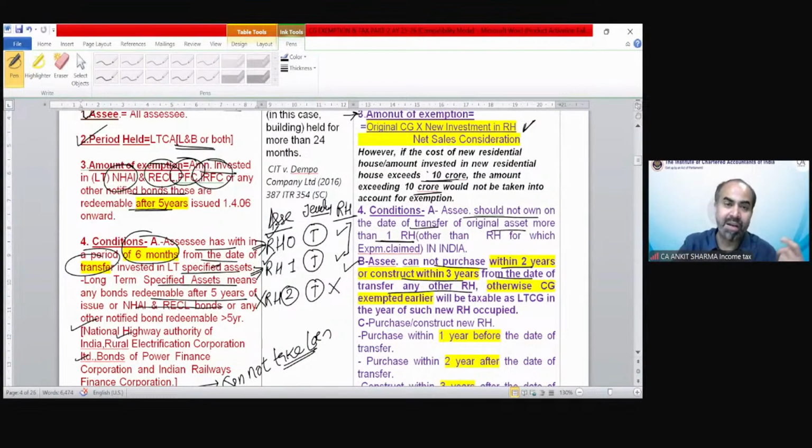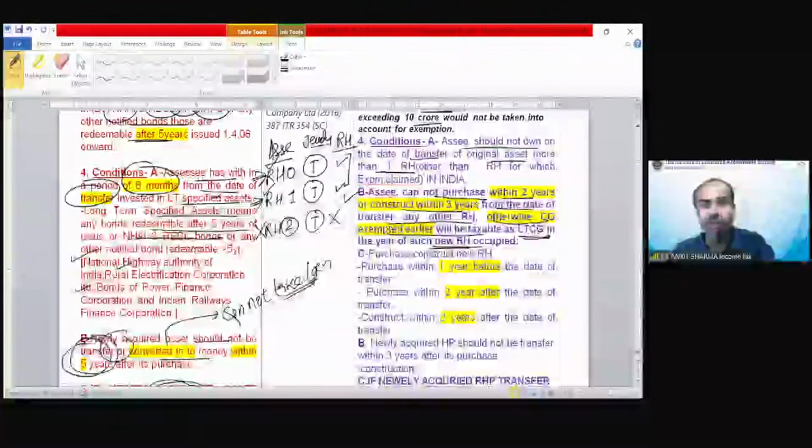Otherwise, what will happen? The same as what happened in case of 54EC. The capital gain exempted earlier is going to be taxable as long-term capital gain in the year in which the new residential house is occupied. So this is a new condition. The condition earlier was that you cannot transfer the new asset. That is also in this case. But now the special condition: if you claim the exemption under section 54F, you cannot even purchase any new residential house within 2 or 3 years. Otherwise, the capital gain exempted earlier is going to be taxable.